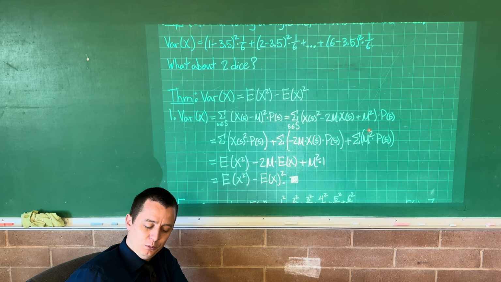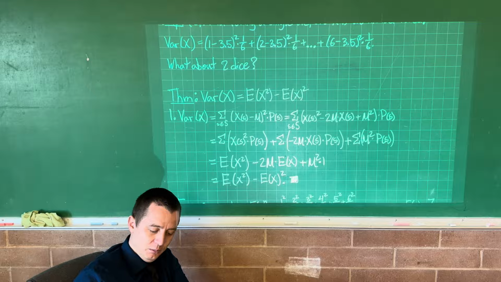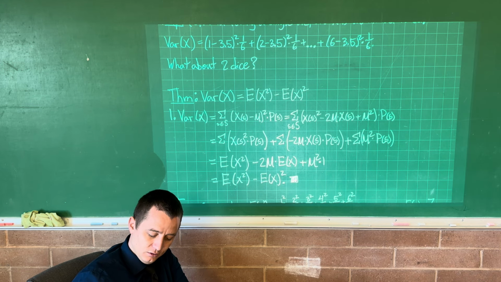This one, pull the mu squared out. And then you're just summing up the probabilities, which sum up to 1. So what are you left with? The expected value of x squared, that's still here. Remember, the expected value of x is the same thing as mu. So this is negative 2 mu squared plus mu squared, or in other words, negative mu squared. Wait, it's negative 2 mu's. Maybe I did this in one too many steps. We'll write one more right here.